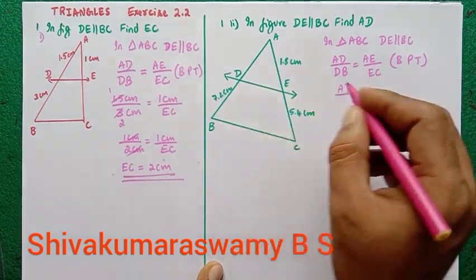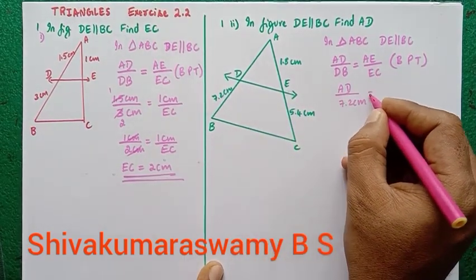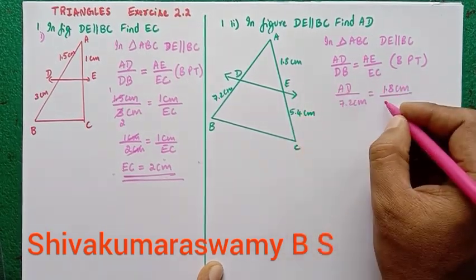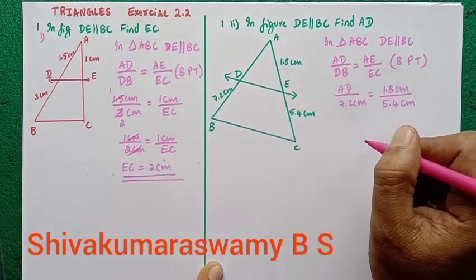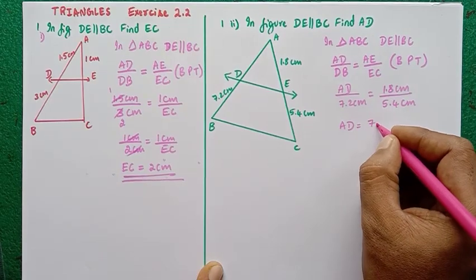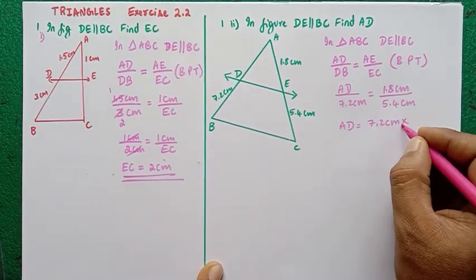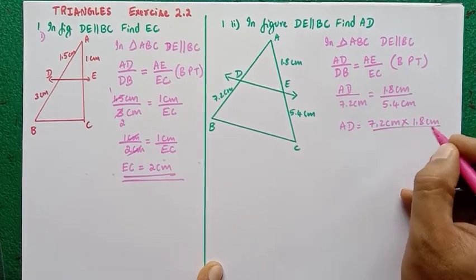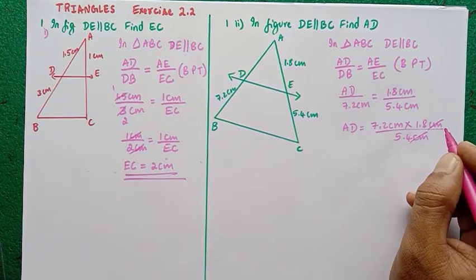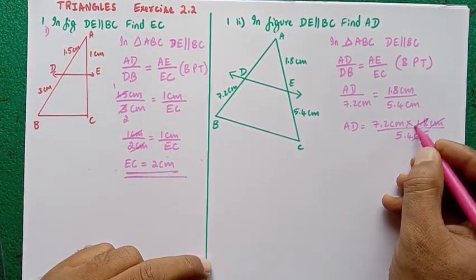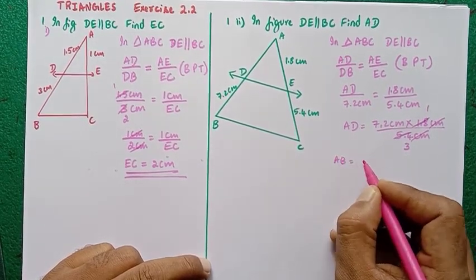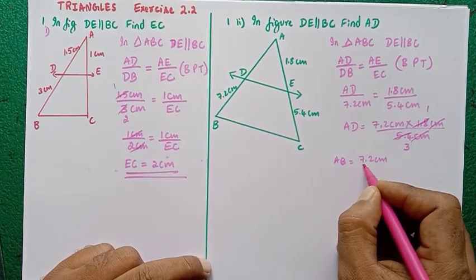AD by DB is 7.2 centimeter. Here AE is 1.8 centimeter by 5.4 centimeter. So AD is equal to 7.2 centimeter on cross multiplication into 1.8 centimeter by 5.4 centimeter. Here centimeter cancels. 0.8 ones are 0.8, threes are. So AD is equal to 7.2 centimeter by 3.